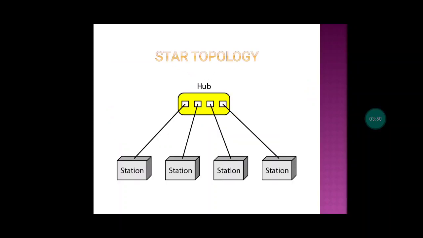Then another type is the star topology. In such a topology, each station is not connected to each other but is connected to a central hub. Unlike mesh topology, in star topology there is no one-to-one dedicated connection between the devices, but each station or device is connected to the hub. That means the information is sent to the hub first, and then the hub connects to the other device.